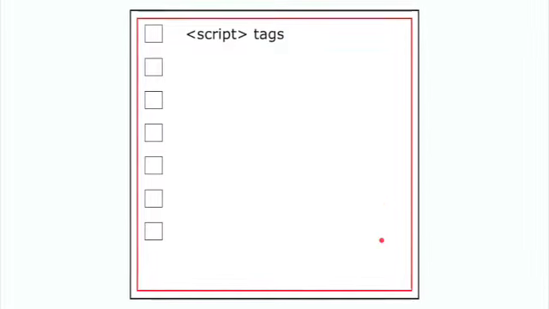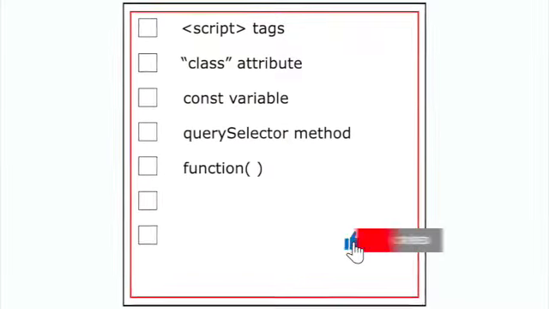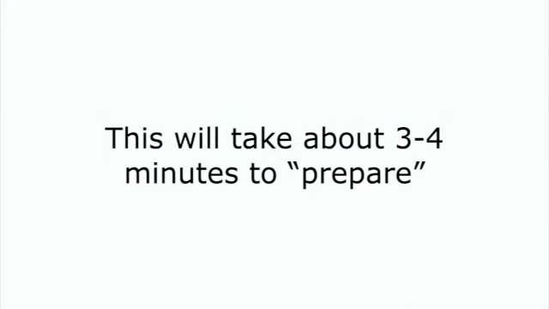A spoonful of script tags, a pinch of class attribute, 1 part const variable, a serving of query selector method, stirring it with a function, cooking it with an if-else statement, and finally plating it with an on-click event. This will take about 3 to 4 minutes to prepare, so let's get to it.